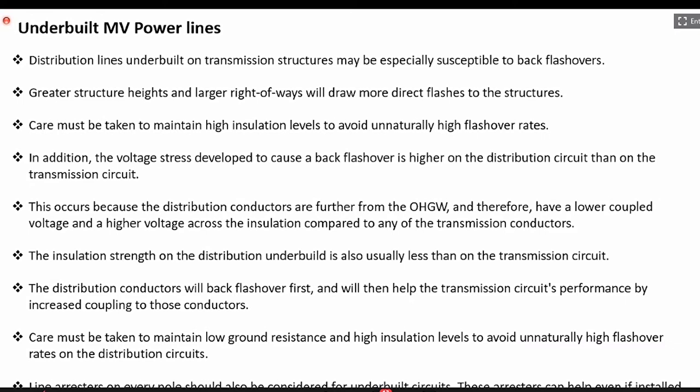Therefore, the insulation strength on the distribution underbuilt is also usually less than on the transmission circuit. So we know that the medium voltage lines have less insulation. The distribution conductors will backflash over first and will then help the transmission circuit's performance by increased coupling to those conductors. So likewise, there are many issues that we come across in underbuilt MV power lines. Underbuilt MV power lines are very cost effective because they save the power company from various infrastructure facilities that you have to develop separately for the medium voltage line if it is in a very different corridor. But at the same time, when it comes to lightning, it has some other problems as well.